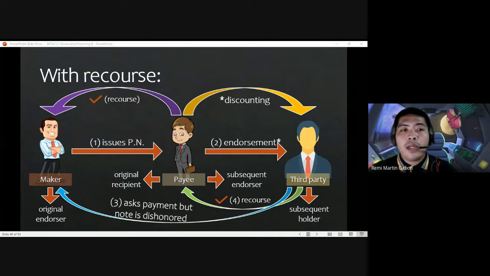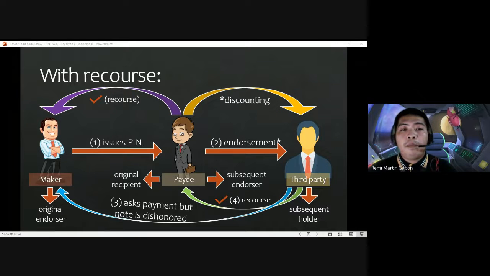The maker issues the promissory note to the payee. Between the transaction, the payee becomes the original recipient of the promissory note. If we stop at the payee, the normal transaction is that upon reaching the maturity date, the payee will go back to the maker to ask for payment. That is the normal. Therefore, it is always assumed that the payee has recourse to the maker, because the two of them are the ones who made the contract.